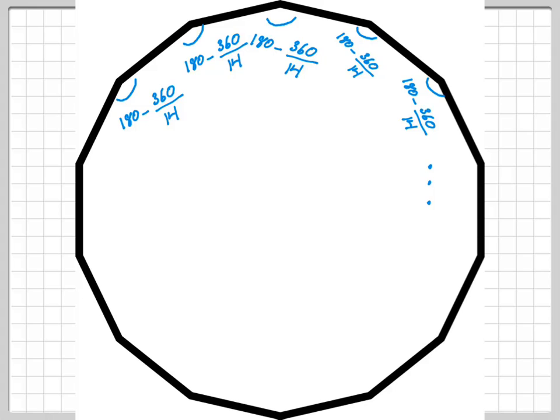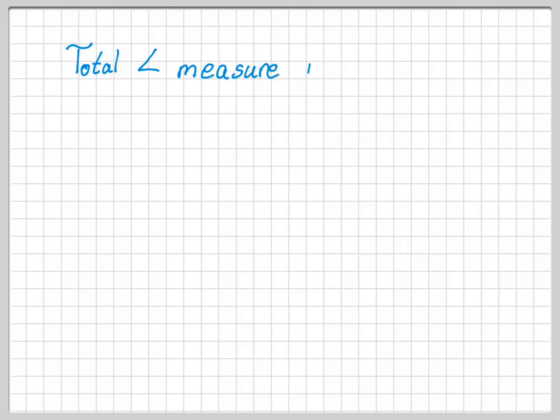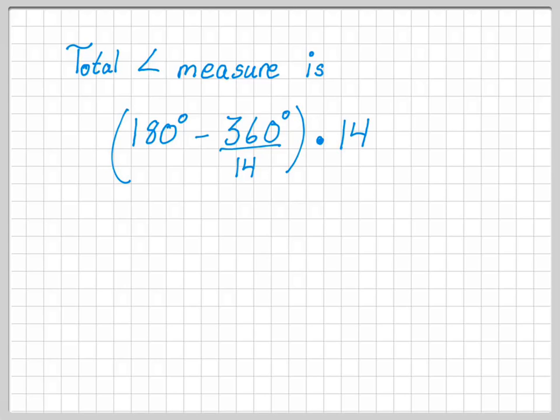So if we want to find the sum of all these interior angles, because we're assuming that we have a regular polygon, we can just add all of these up, and it happens 14 times, so we get this 180 minus 360 over 14, and then we just multiply that by 14. And now, finally, you can throw that in your calculator, and we'll get 2,160 degrees.